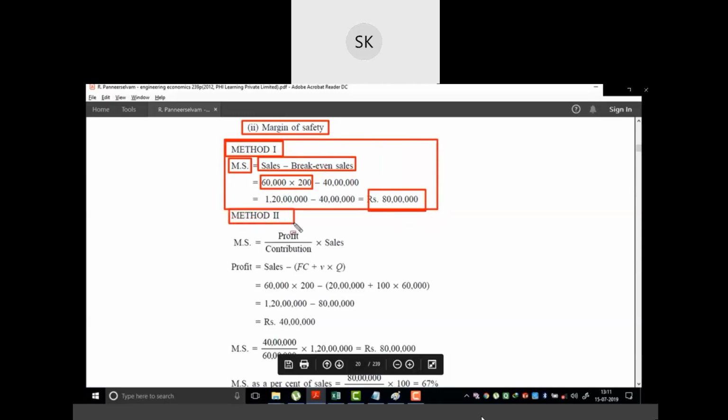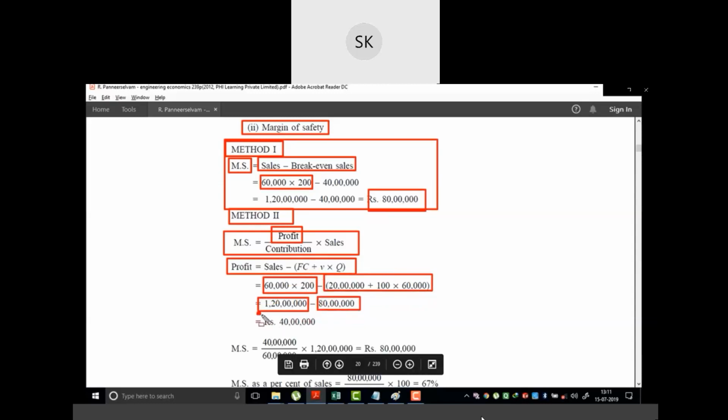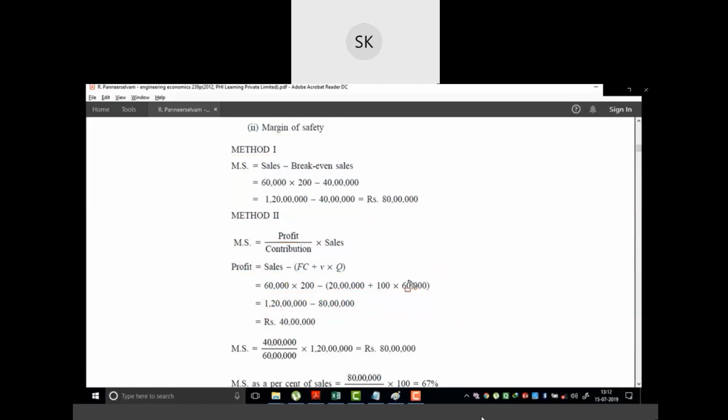And the second method is margin of safety is equal to profit upon contribution into sales. So profit can be defined as sales minus FC plus V into Q, that is fixed cost plus variable cost into quantity. So profit is equal to sales, which is 60,000 into 200, that is total sales, minus total cost. So total sales is equal to 120 lakhs and total cost is equal to 80 lakhs. So total profit for the total volume is equal to 40 lakh rupees.